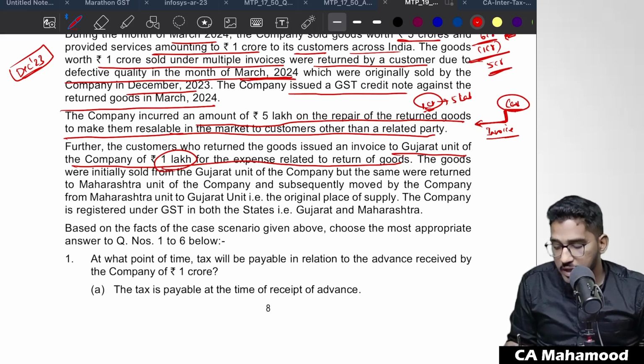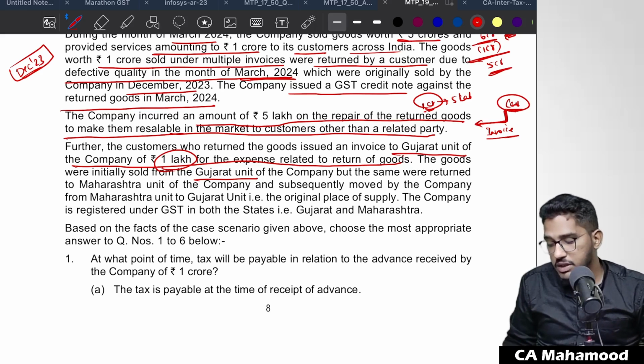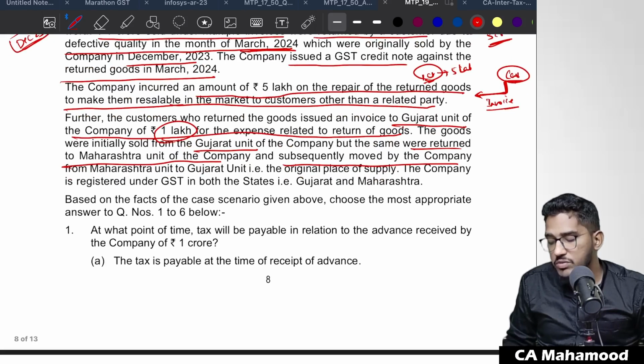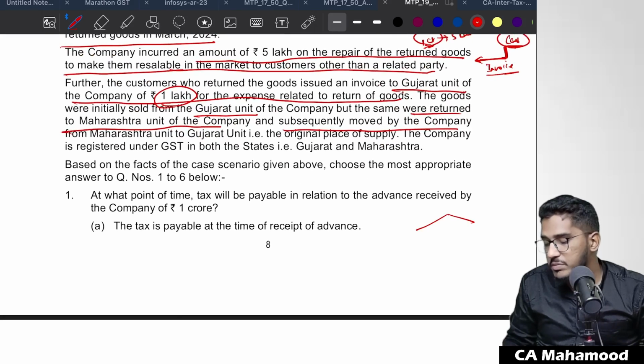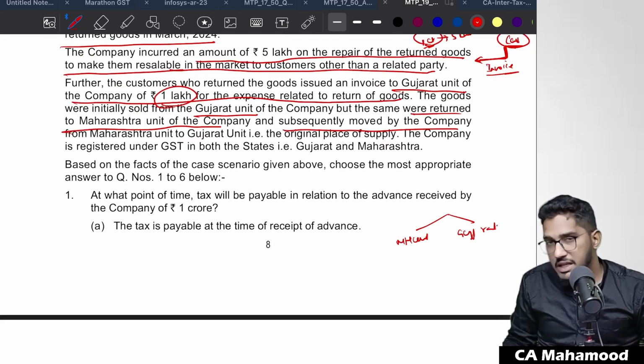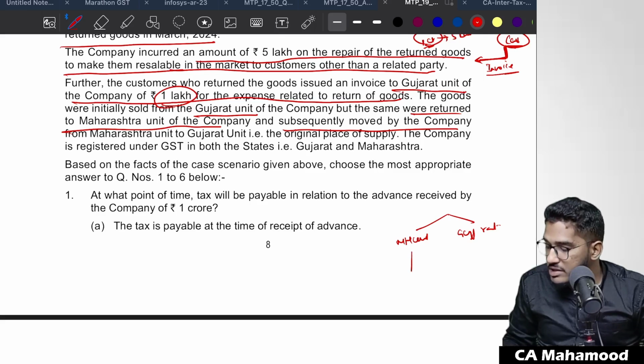Next one. The goods were initially sold from the Gujarat unit of the company, but the same were returned to the Maharashtra unit of the company and subsequently moved by the company from the Maharashtra unit to the Gujarat unit. So what they are trying to say is that this company has businesses in multiple places. They have a unit in Maharashtra and a unit in Gujarat. Sales returns happened. Initially the sales were returned to the Maharashtra unit, and whatever returned goods were there went from the Maharashtra unit to the Gujarat unit.